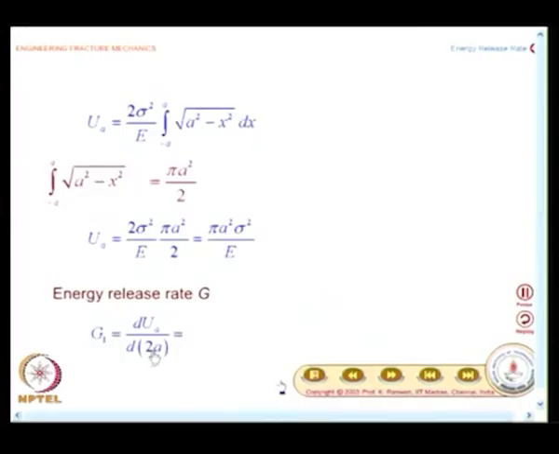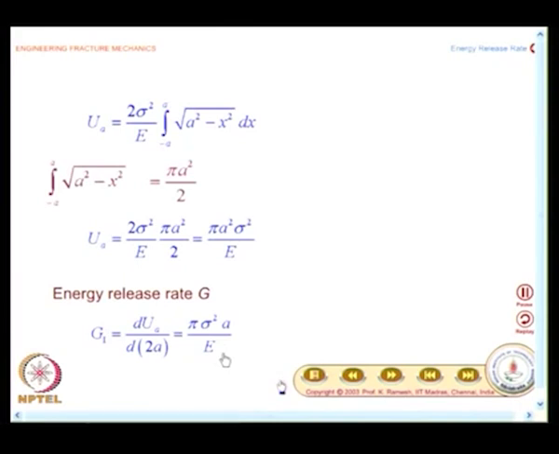Now, we have got that as part of the solution. And what is the kind of problem that we have taken? We have taken a plate with a center crack, and when I define G, whether I am talking about one crack tip or 2 crack tips is also important, and that is what is very clearly written here, G1 equal to dU/dA divided by d of 2A, because I am having a center crack with 2 crack tips. So, when I differentiate this, I get G as pi sigma squared A divided by E.